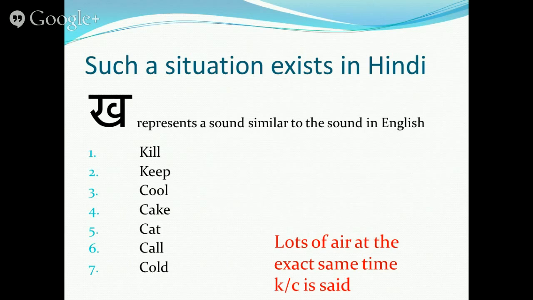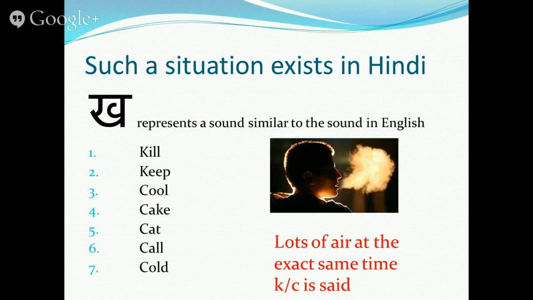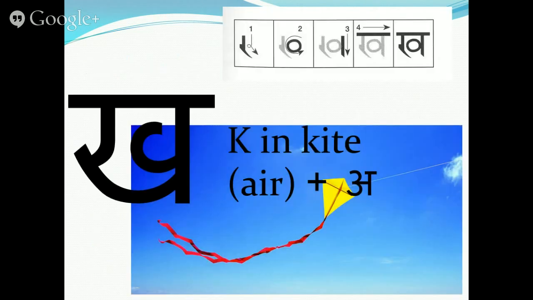So this exact situation actually exists in Hindi. Whereas we see this symbol here is a similar sound at the beginning of these words: kill, keep, cool, cake, cat, call, cold. Lots of air comes out of your mouth at the very same time the K and C at the beginning of these words is said. Lots of air. So this letter is like the K in kite. Lots of air plus the sound.